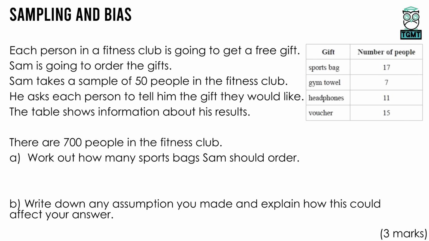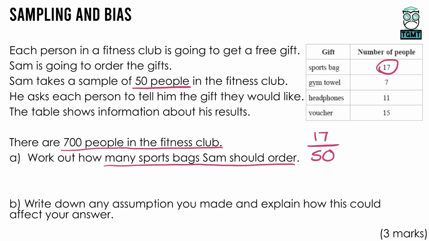Now with sampling and bias, it's a relatively nice topic. We're just looking at proportion. It says here that Sam takes a sample of 50 people. It says that there are 700 people in a fitness club. How many sports bags should Sam order? Well, here he had 17 people that wanted the sports bag, and that was 17 out of 50. So if we're looking at 700 people, we just need to work out that fraction of 700.